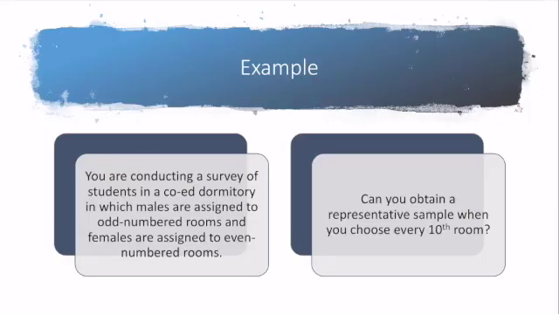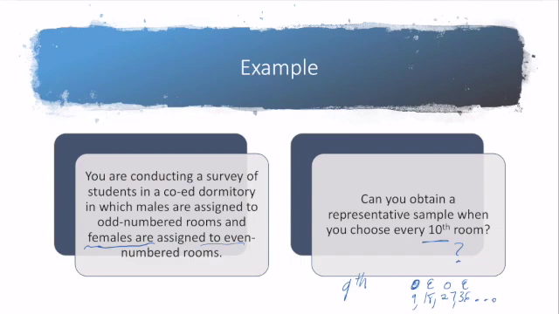So let's take a look. Let's say we're conducting a survey of students in a co-ed dormitory in which males are assigned to odd number rooms and females are assigned to even number rooms. Could we obtain a representative sample if we chose every 10th room? No, we couldn't. Why? Because if we chose every 10th room, we would only get females who are in the even number rooms. We'd need to choose an odd number, like say every 9th room, because then we'd first go to the 9th room, then the 18th, then the 27th, then the 36th, and so on, right? So it goes odd, even, odd, even. So that would be a more representative sample.